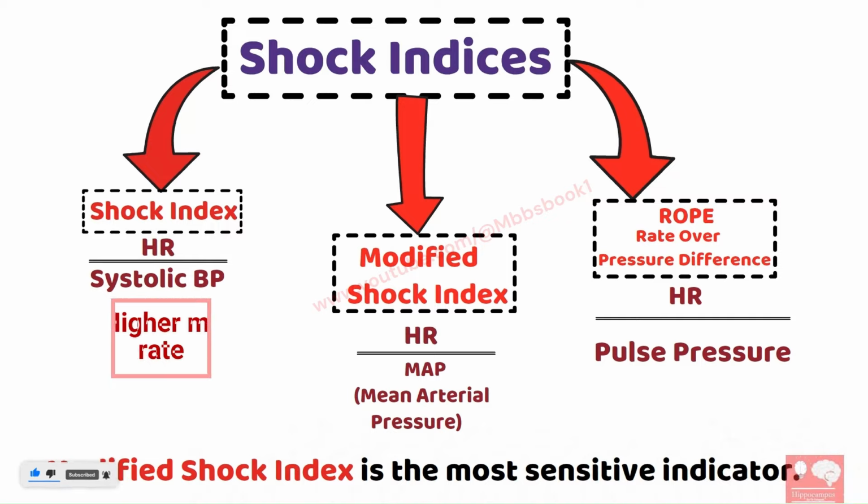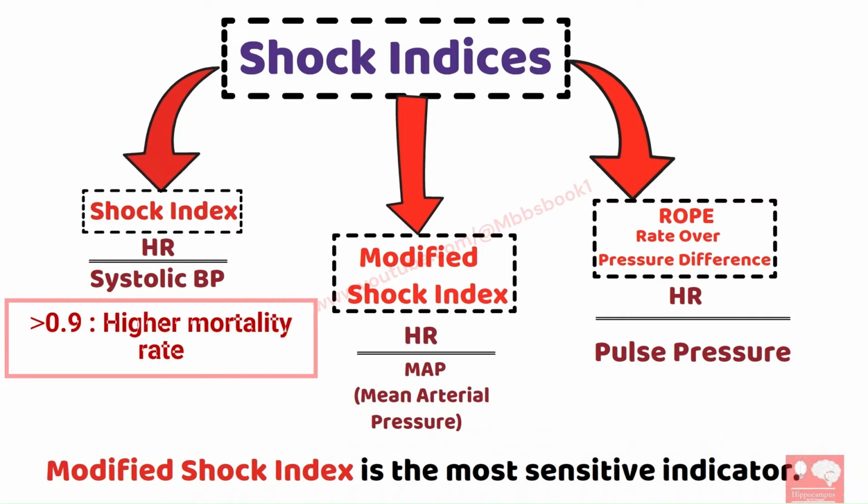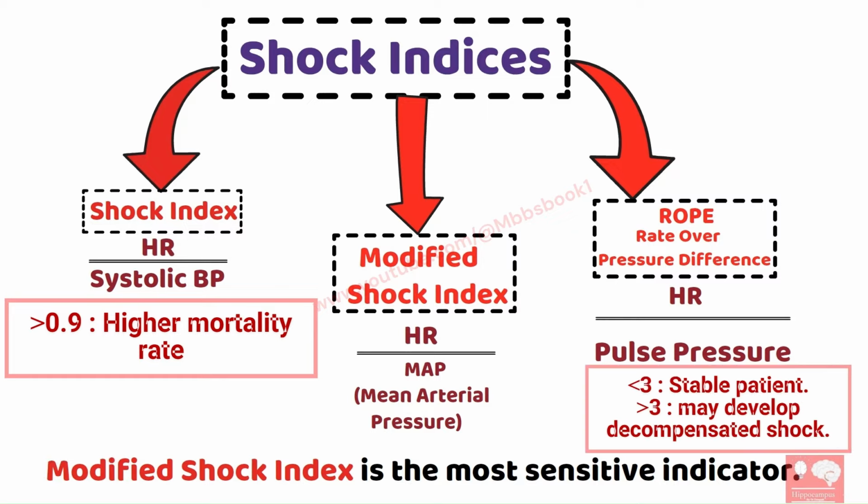The important thing is, if you have a shock index ratio of more than 0.9, then there is higher mortality. And if the ROPE value is less than 3, the patient remains stable. But if the ROPE value is more than 3, then it is indicative that the patient might develop decompensated hemorrhagic shock. Okay.